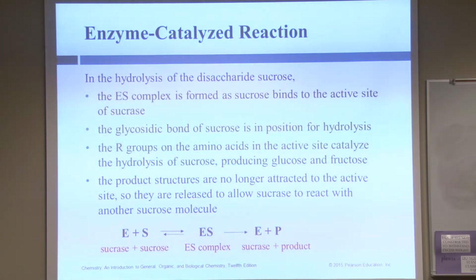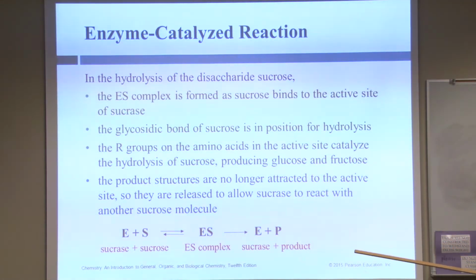Now this is an example of the enzyme process: the hydrolysis of the disaccharide sucrose. We're using this to explain the enzyme mechanism. So in the ES complex, the substrate here is the sucrose molecule. The sucrose molecule bonds to the active site on the enzyme to create an ES complex, the enzyme substrate complex.